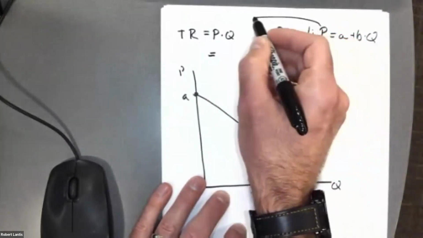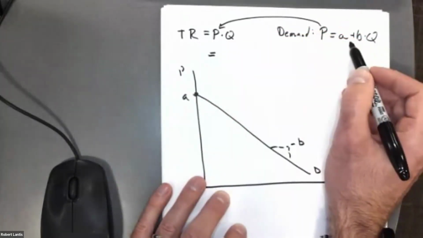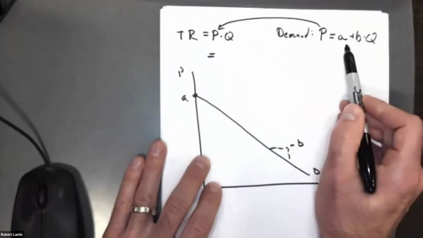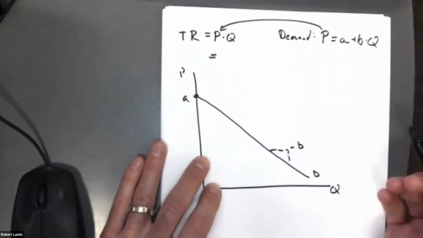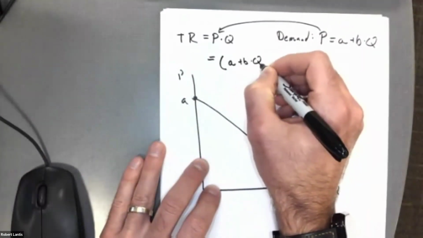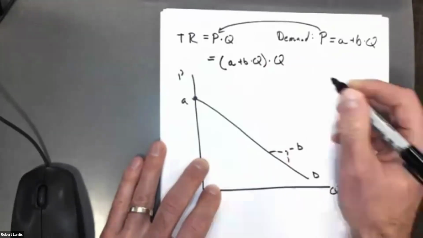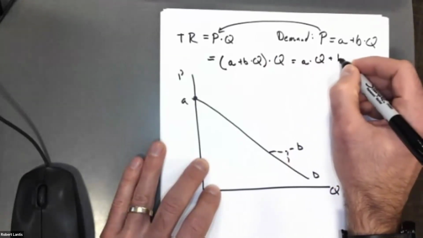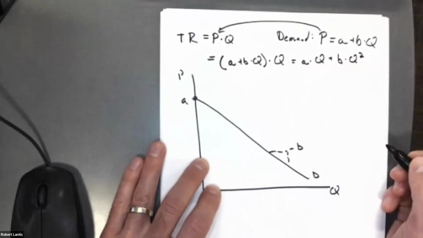I could substitute in for price that demand equation because I know that the monopolist is setting the price based off of consumers' willingness to pay, or based off of the demand curve. So I would then have A plus B times Q, or A times Q plus B times Q squared.